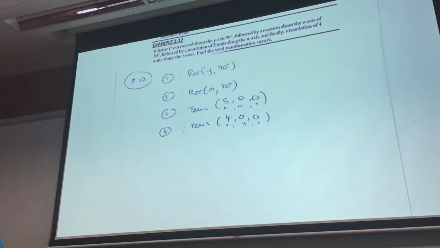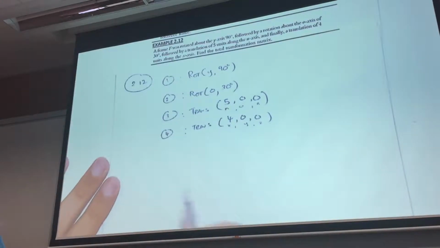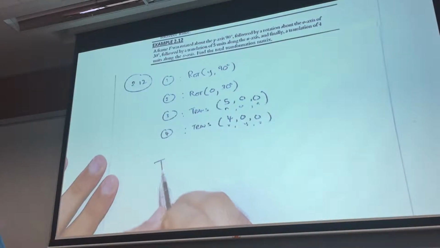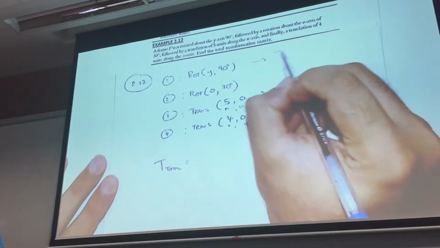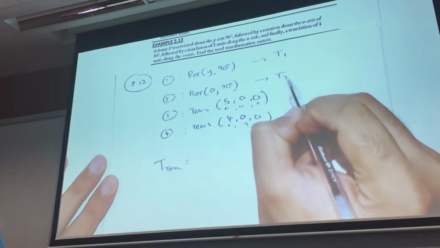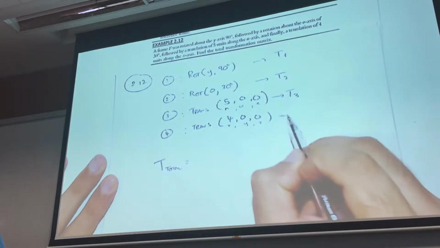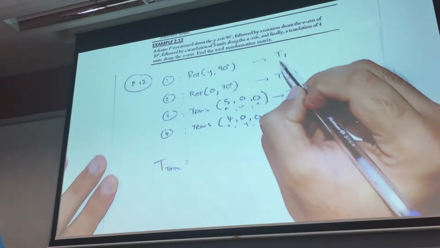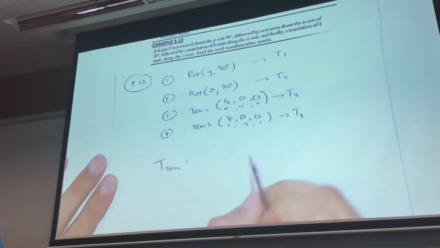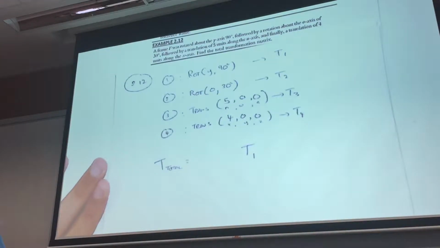You are getting that, right? Find the total transformation matrix. So T total. Let's say you have a T1 here. From here you get a T2, T3, T4. So these will be all 4x4 matrices. First step is always T1, right? You have to start somewhere. So I'll just put it in the center first.